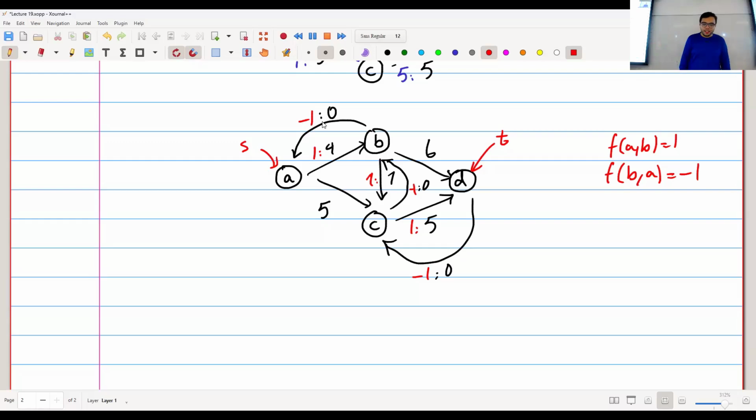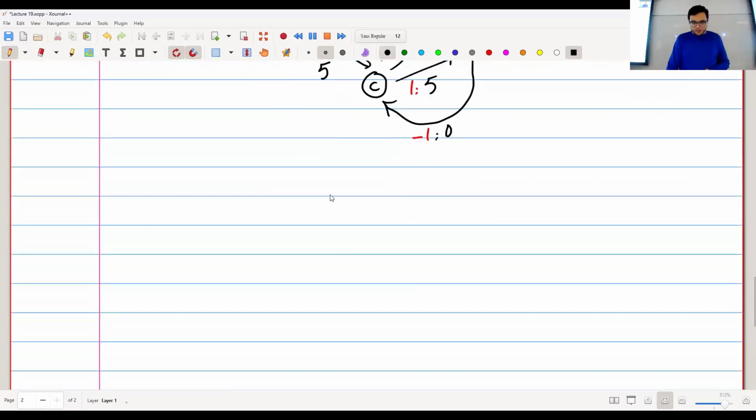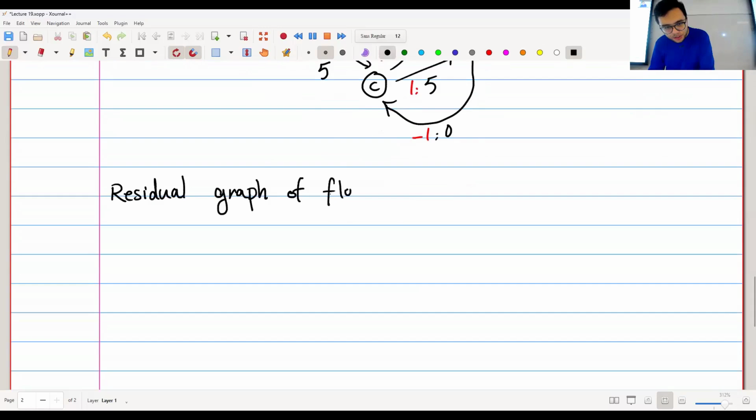Okay. But I don't like this graph because this graph is too complicated. It's hard to work with this. Too many edges. If I want to find these paths several times, it gets really cumbersome. So I'm going to define another graph. And I'm going to call this the residual graph of the flow F. And I'm going to show it with G sub F.